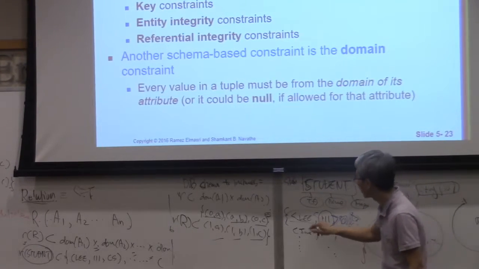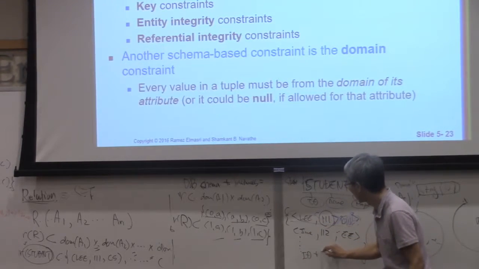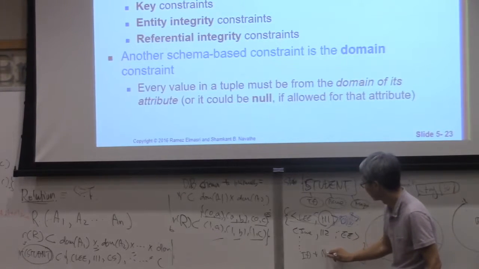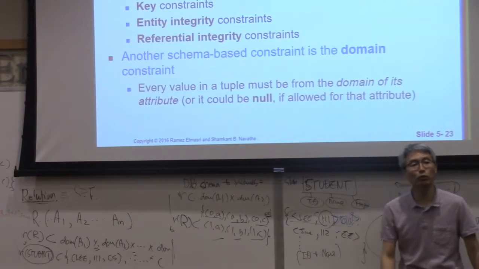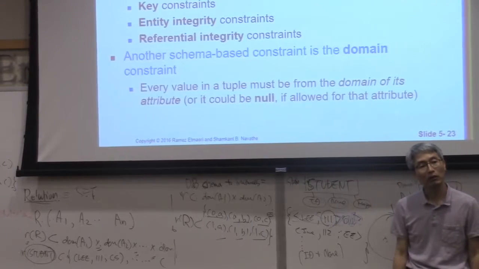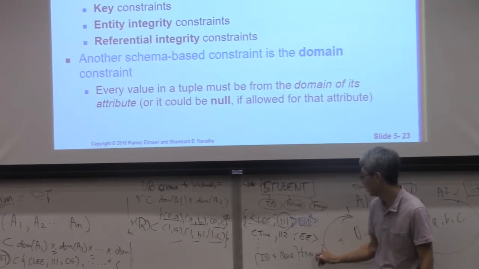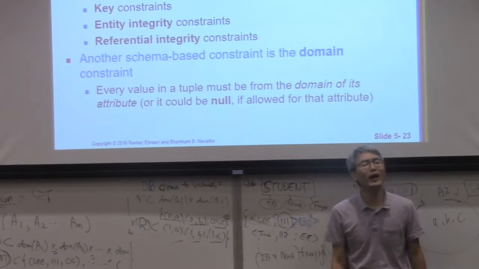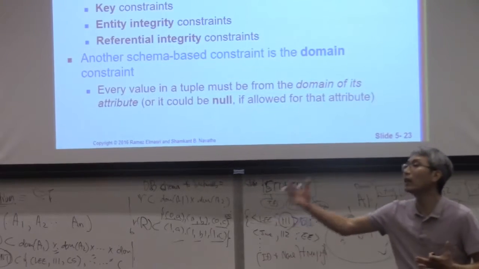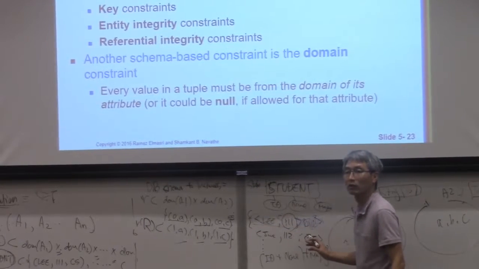However, think about this one. We can use ID, but what about ID plus name? Is it unique or not? We can use ID plus name. What about ID plus name plus major? Yes. So we can find really many combinations of such key attributes from one relation, one table.